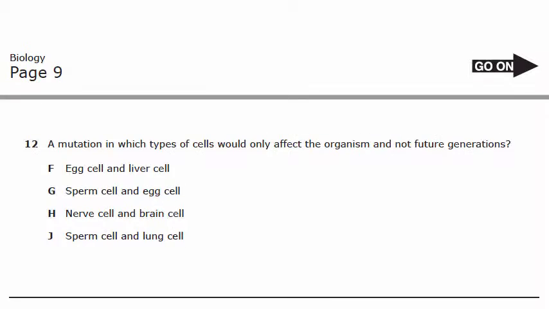Number 12. A mutation in which types of cells would only affect the organism and not future generations? F. Egg and liver cell. G. Sperm and egg cell. H. Nerve cell and brain cell. J. Sperm cell and lung cell.